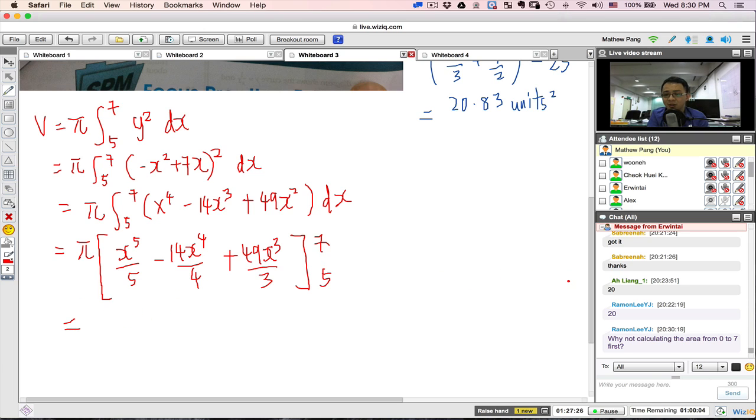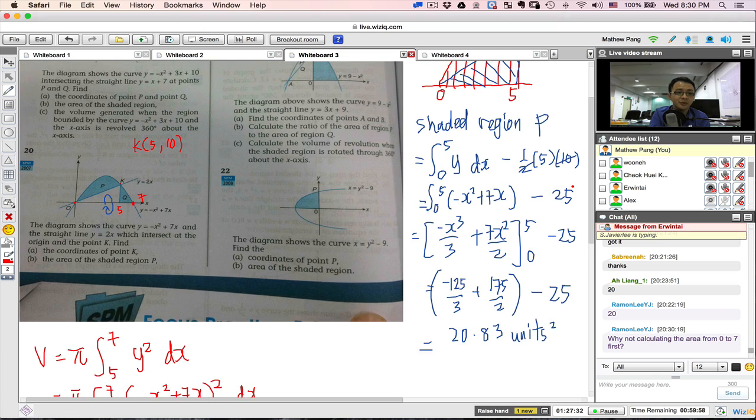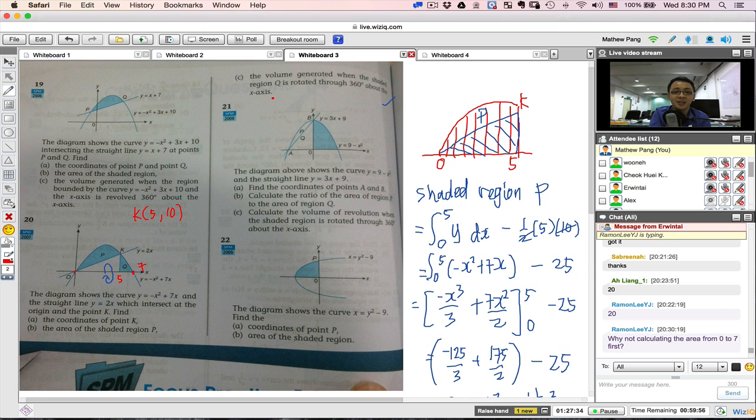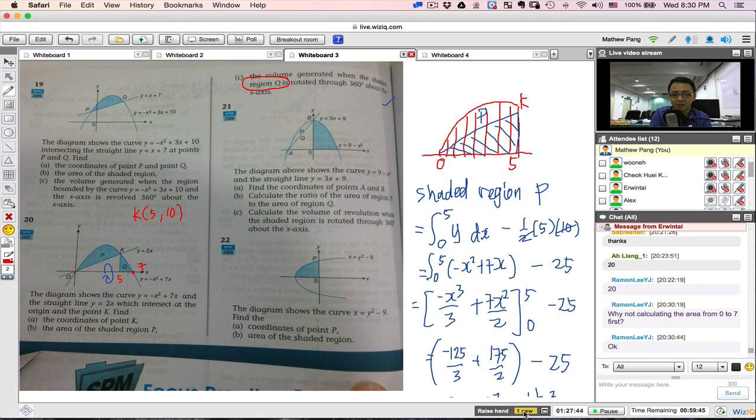Why not calculate the area from 0 to 7? Because the question says shaded region Q only. Shaded region Q is from 5 to 7. It's not from 0 to 7, so you cannot do from 0 to 7. Can you understand, Raymond? Okay, good.